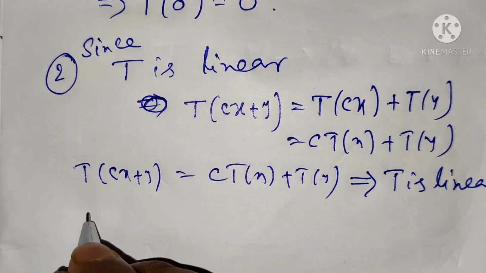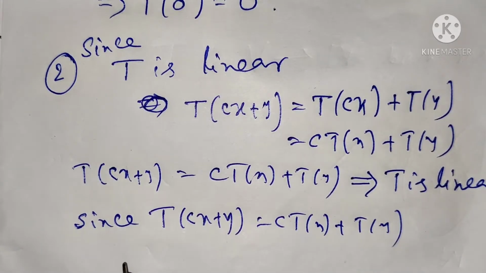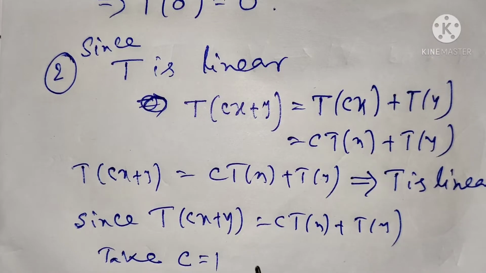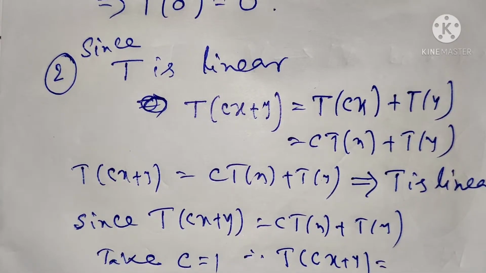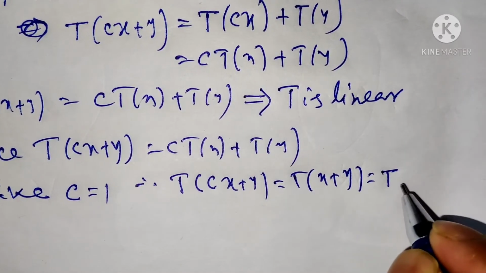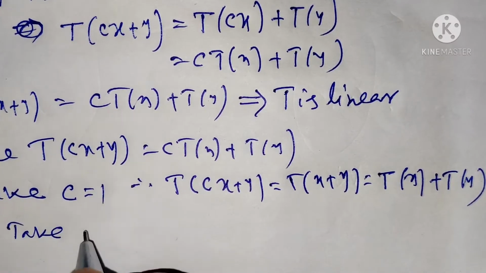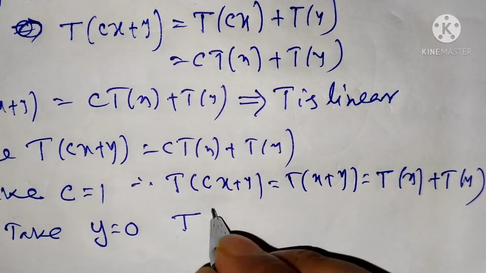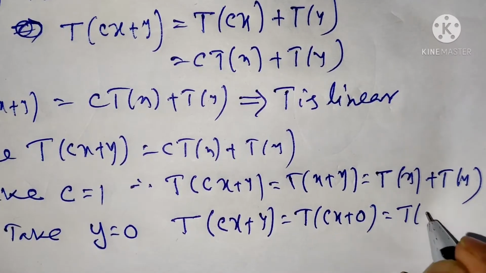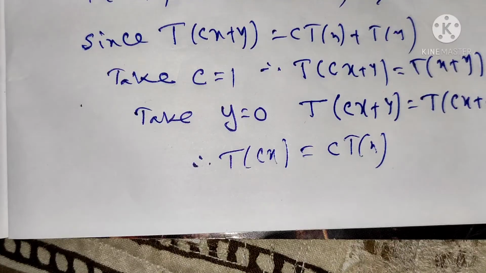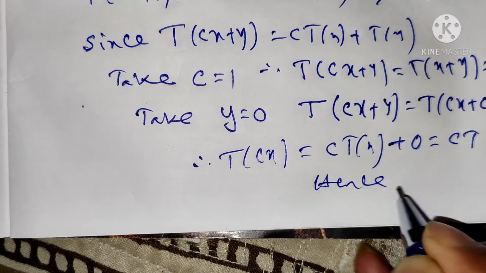Now since T(cx plus y) equals c T(x) plus T(y), take c equals 1, therefore T(cx plus y) equals T(x plus y) equals T(x) plus T(y). And take y equals 0, T(cx plus y) equals T(cx plus 0) that equals T(cx) plus T(0). T(cx) equals c T(x) plus 0 that equals c T(x). Hence proved.